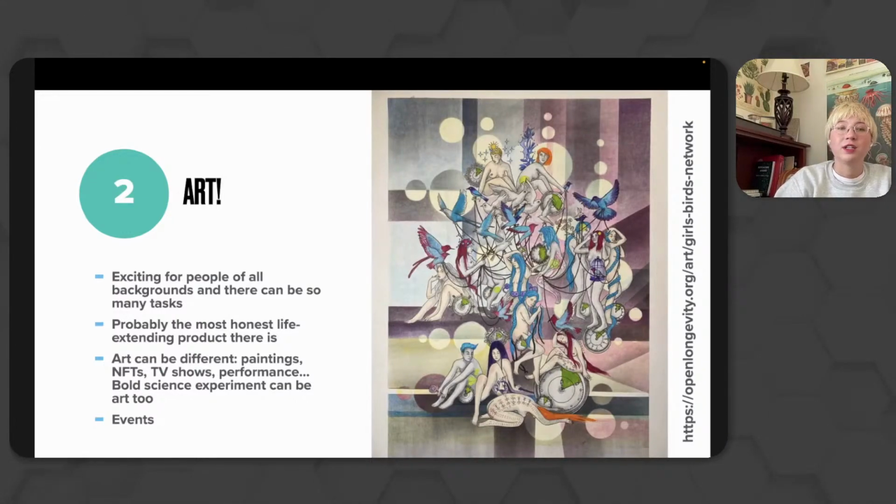Another thing, art, as I said. It's also a community tool because it's exciting for people of different backgrounds, and you can come up with different tasks there. You can ask people to organize an event. You can just run a workshop, do something with your hands, something easy. This picture here, I will explain a little bit more about it, but art is also the most honest life extending product. You want to sell something, and say that we're actually selling something in life extension. And why is it important to sell something? We want to apply marketing tools. We need to apply them to some product, right? And what is the product in life extension? Are supplements about life extension really?